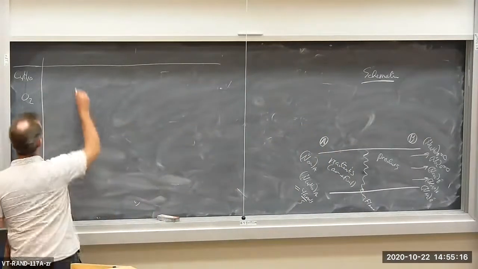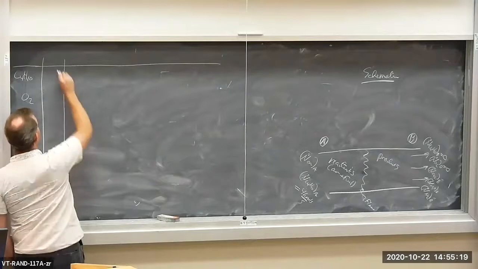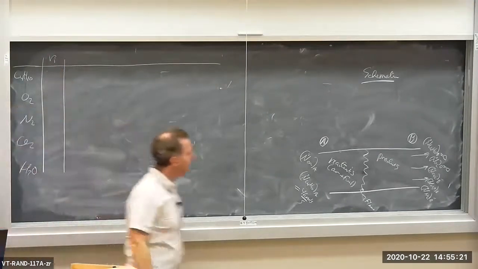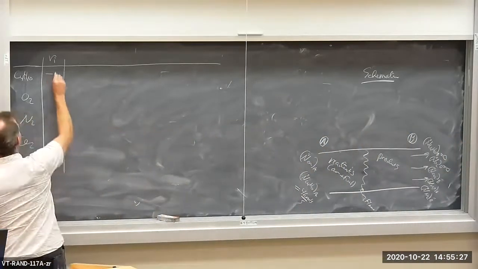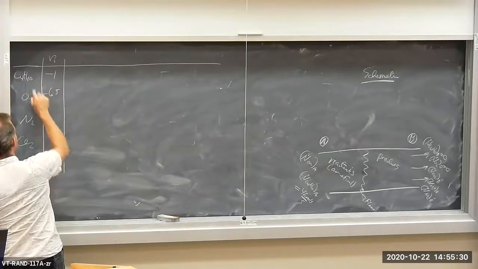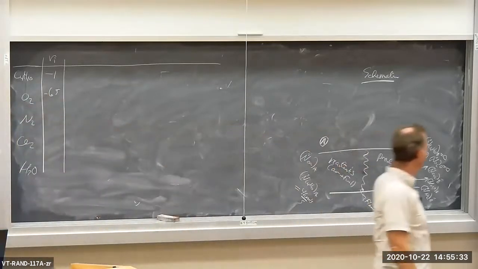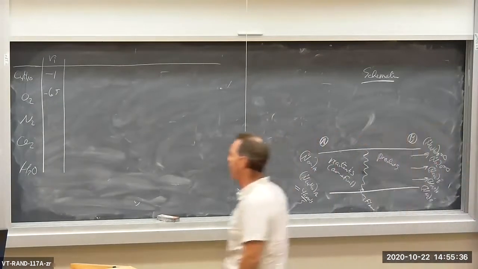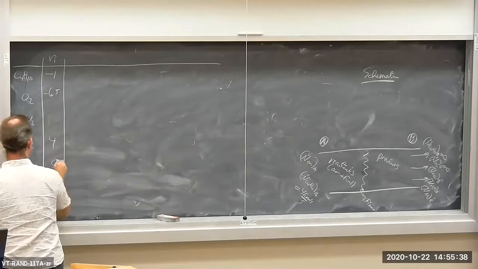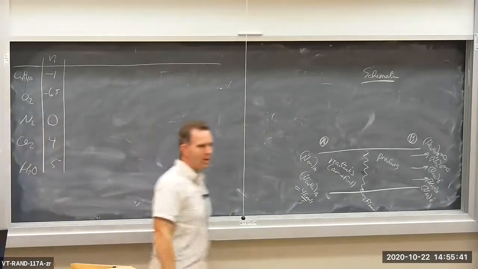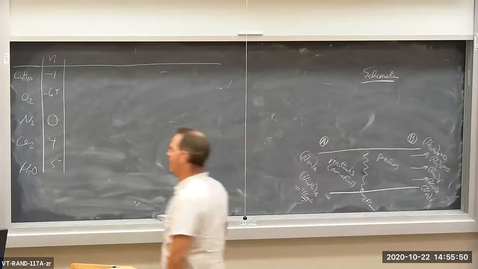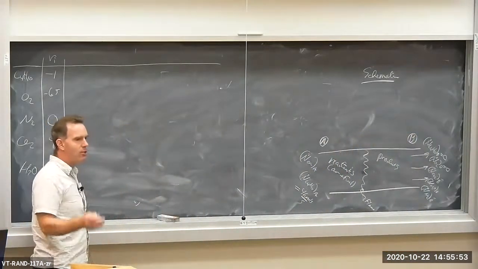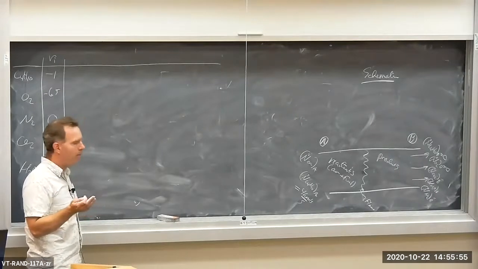Let's list the stoichiometric coefficients for these 5 chemicals. So V sub I: -1, -6.5. So these are consumed in the reaction, and we're producing CO2 and H2O, so 4 and 5. And the nitrogen is not consumed or produced, it doesn't participate, it's inert, so its stoichiometric coefficient is 0.